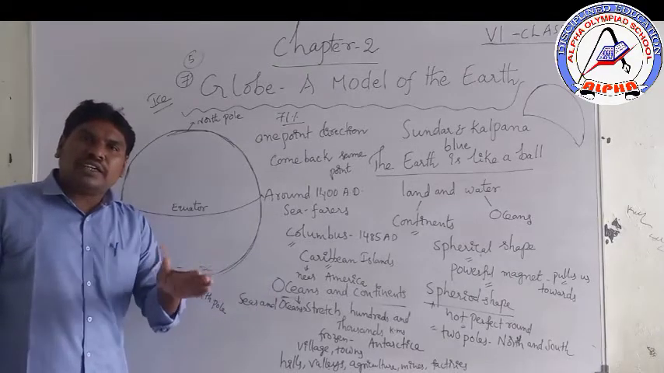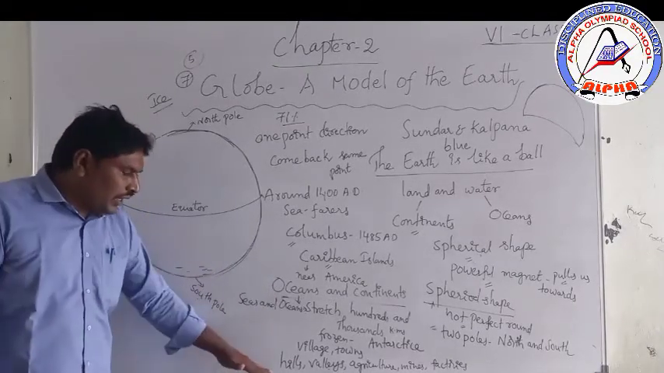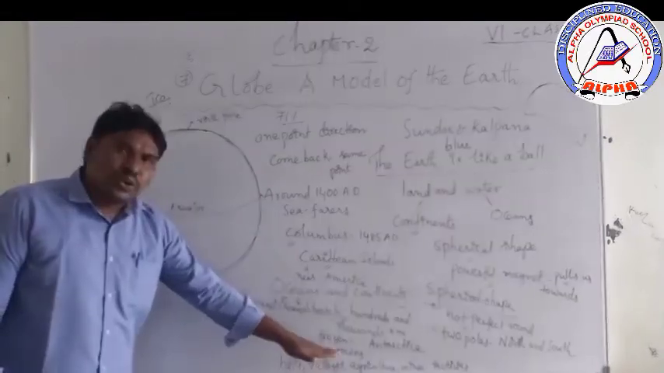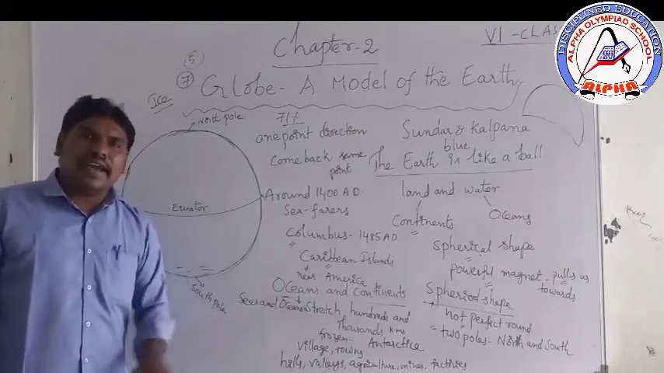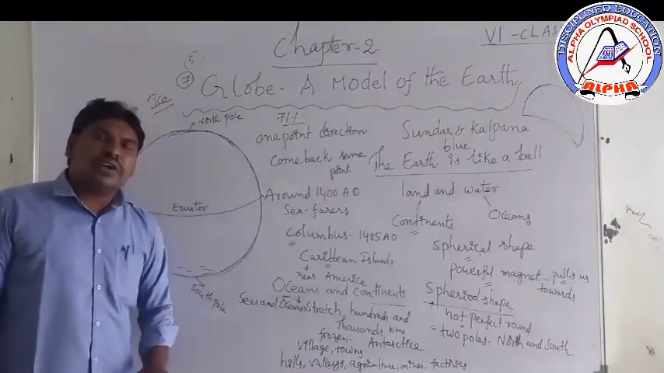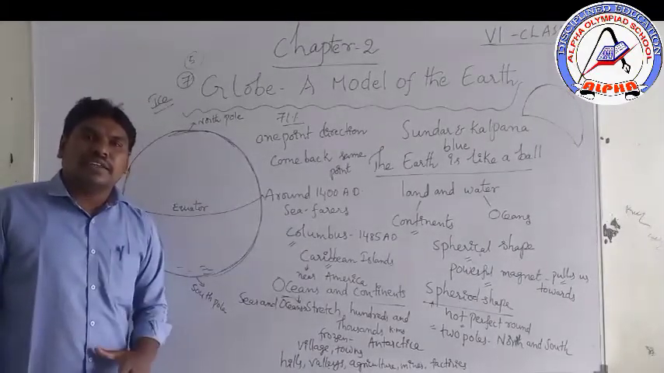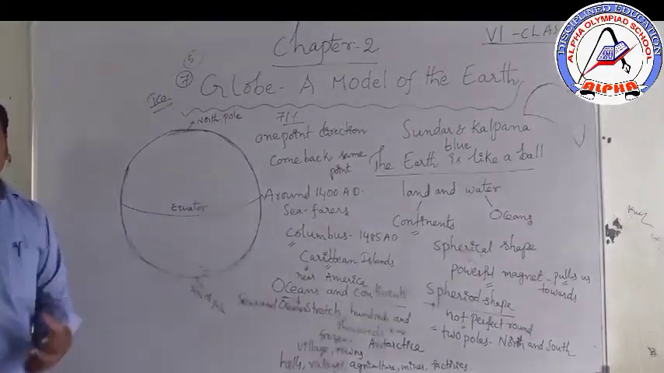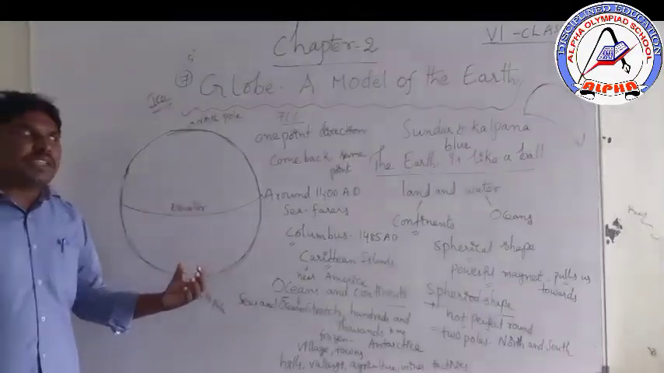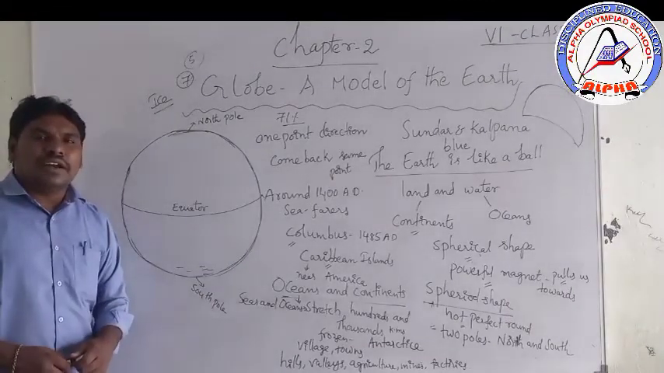We can live in villages and towns. We can find hills and valleys. We can do agriculture, growing different kinds of crops on the land, and mining to get different kinds of minerals, and we can build factories. So here we discussed oceans and continents.